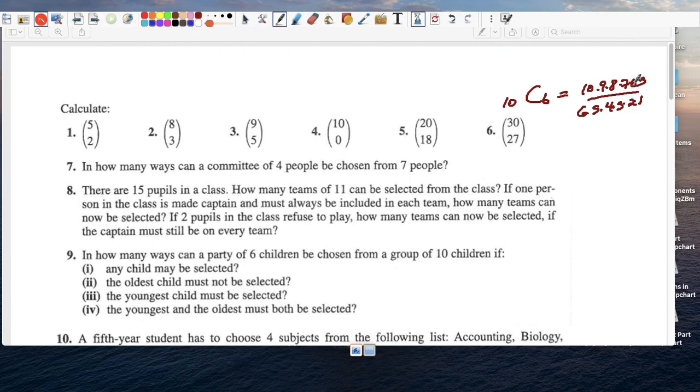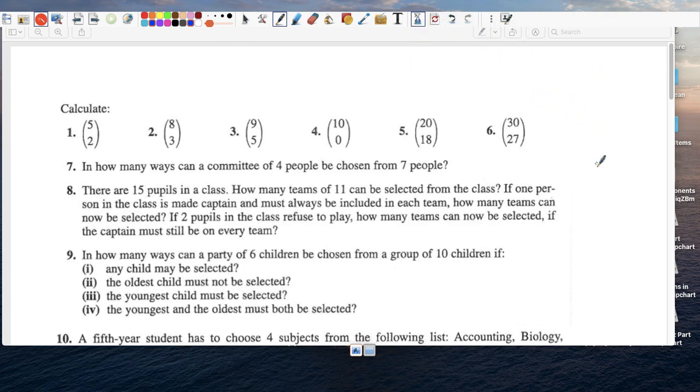So we're going to get rid of the 6 and the 5, these two. 4 and the 2 gets rid of the 8, and the 3 and the 9 simplifies to 3. 10 times 7 is 70, times 3, 210. Oldest child must not be selected.